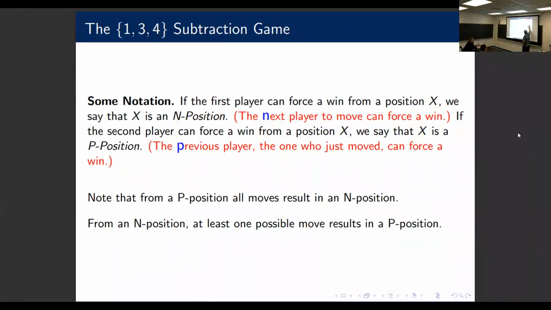So from a position X, if the first player can force a win, we're going to call that an N position. If the person who's about to play can force a win, we're going to call it an N position. That's actually a very standard term. So it kind of means the next player can win, right? And if the second player can force a win from that position, we call it a P position. So the previous player can win. So the P is for previous, the N is for next.